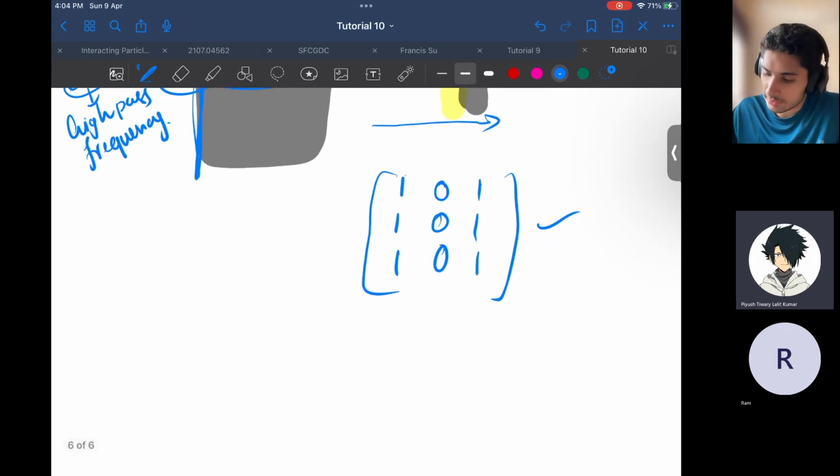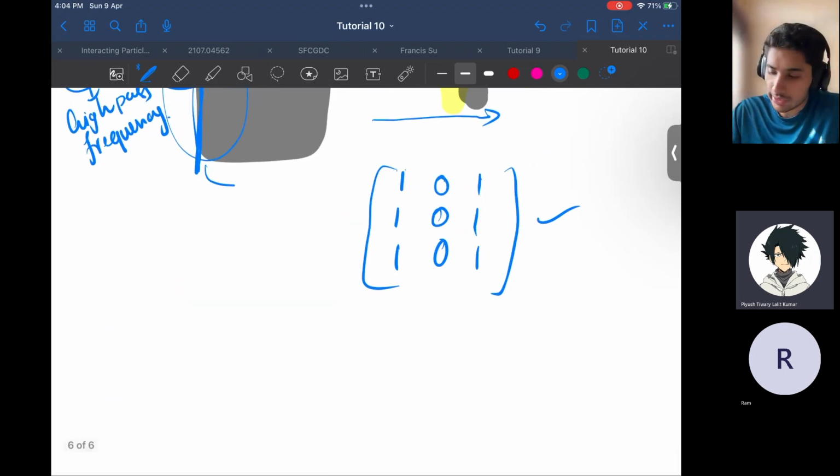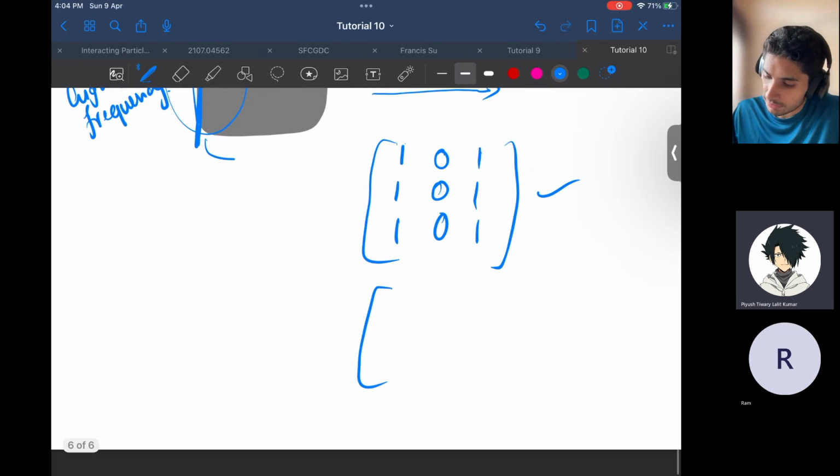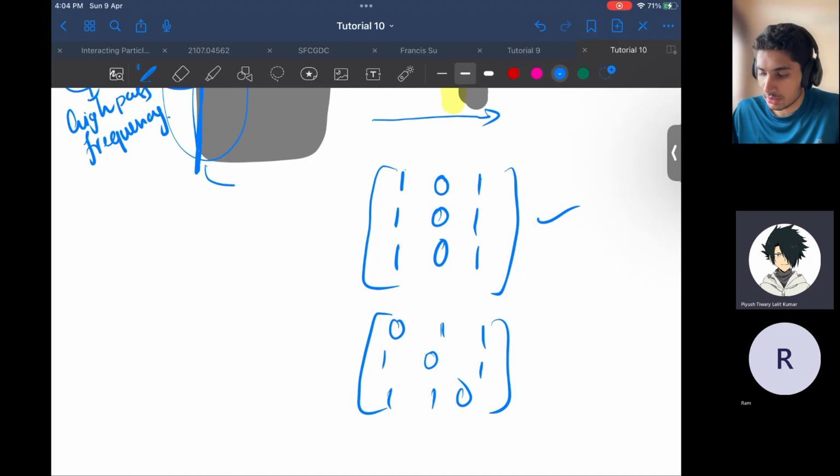This will be used for edge detection for something like this, which has a horizontal edge. However, let's say you want to detect a vertical edge, then for that a filter something like this will work. To detect a slightly rotated edge, you might use this one and stuff like that.